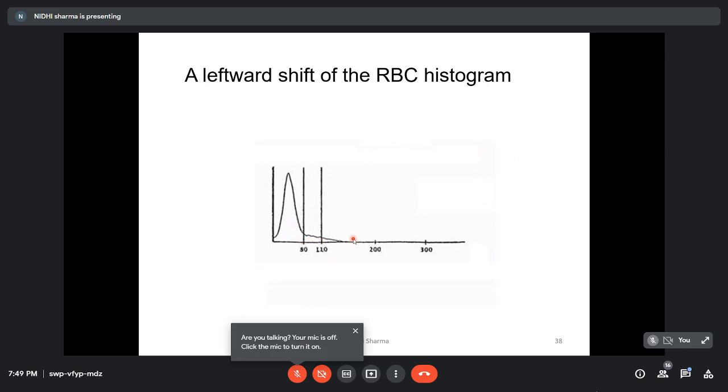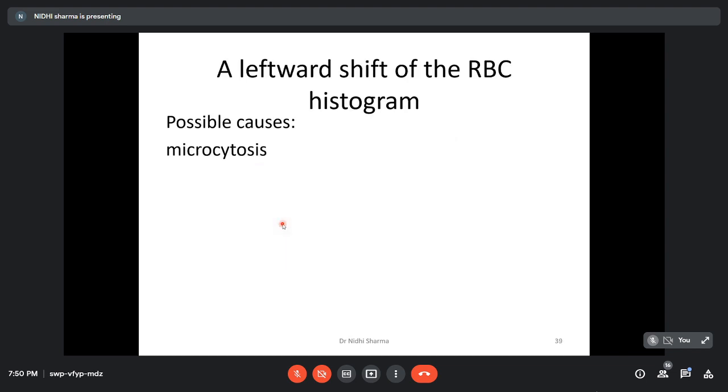So one important point in interpreting histograms is that whatever graph you get, always try to interpolate or extrapolate the normal histogram around this graph, so that you know exactly what kind of change has occurred. So I would plot my normal somewhere like this, and therefore the entire graph has shifted towards the left. So basically what I am dealing with is a population which is microcytic in nature. It has a smaller size than what we would normally expect to see.